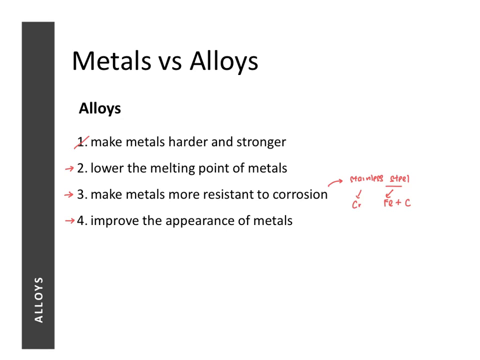It can make it shinier. For example, certain jewelry, they actually add nickel to make it whiter, to make it brighter. However, the most important point that we need to remember is point number 1, and therefore we need to learn the explanation as to why forming an alloy makes the metal harder and stronger.